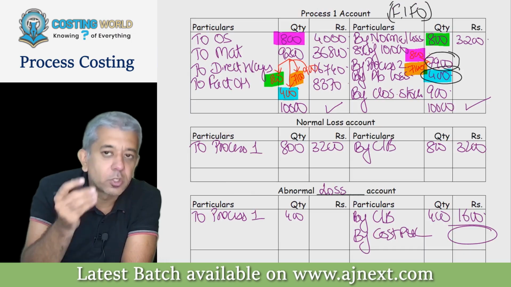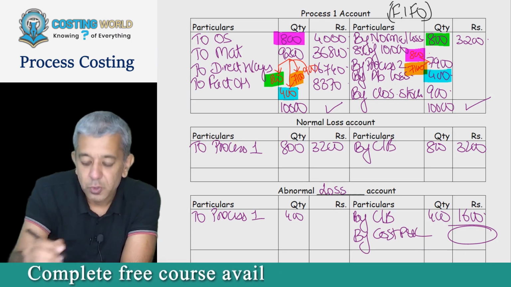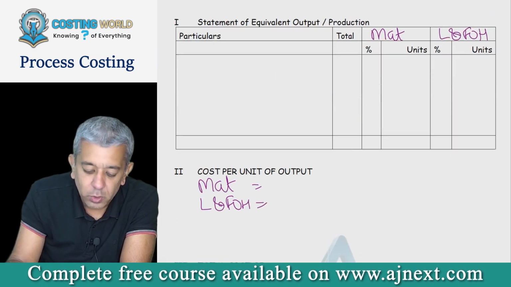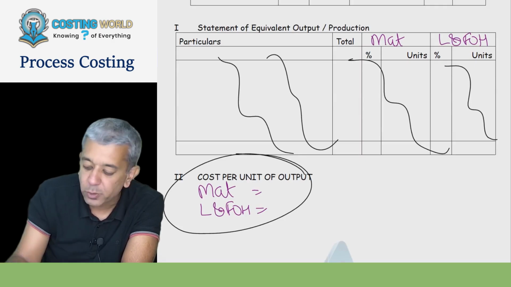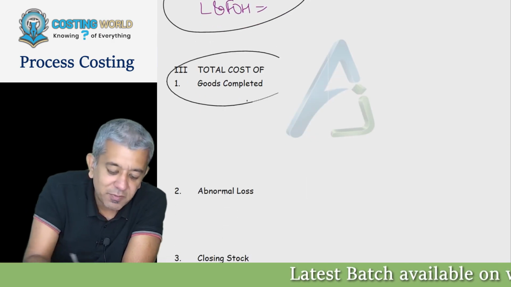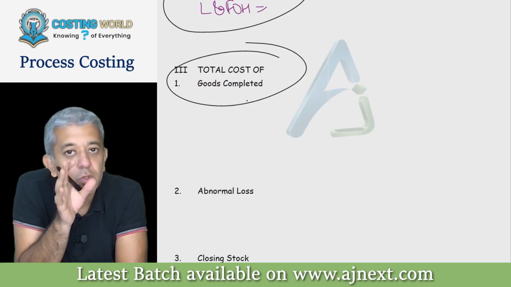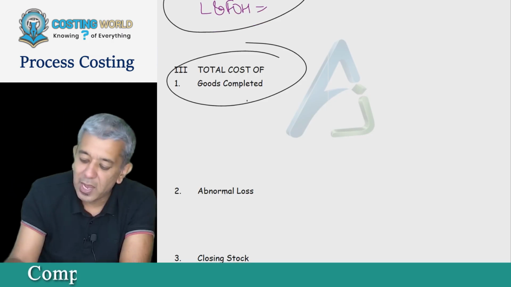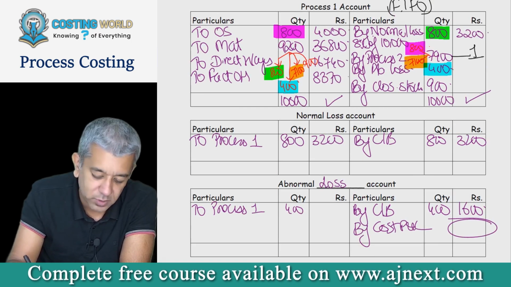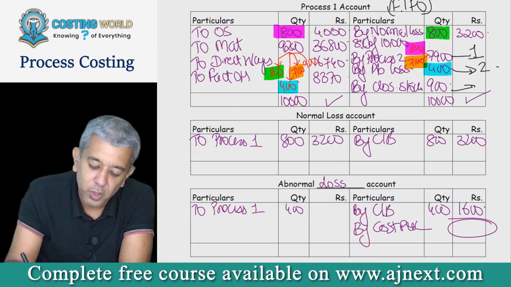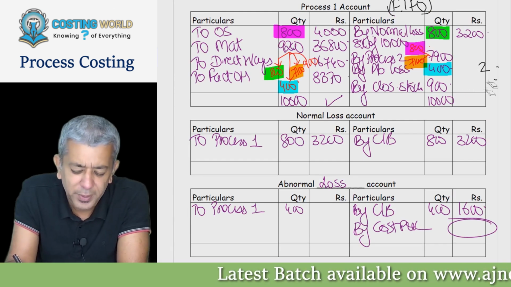Abnormal loss is also valued at cost. Closing stock is also valued at cost. So I am going to write all those things whose cost has to come over here, because through this statement and then through this particular statement, we find out the total cost, no? Towards the end, I will have to find out the cost of these three things. First, cost of goods completed. Second, cost of abnormal loss. Third, your closing WIP. That is my job. The moment it's done, the sum is over.